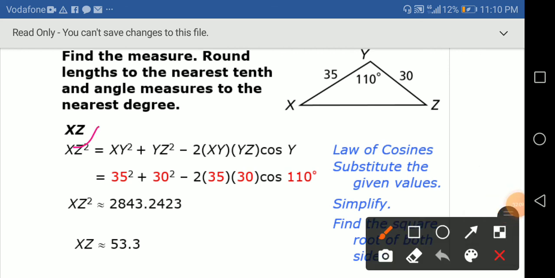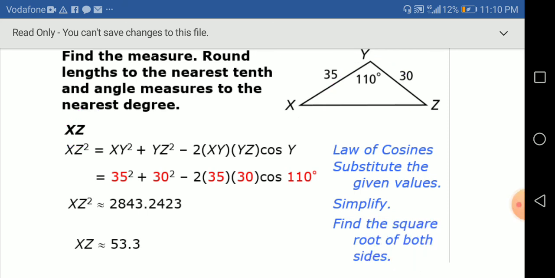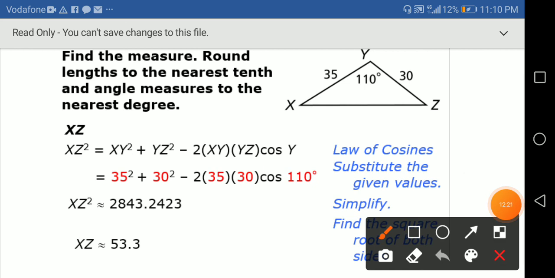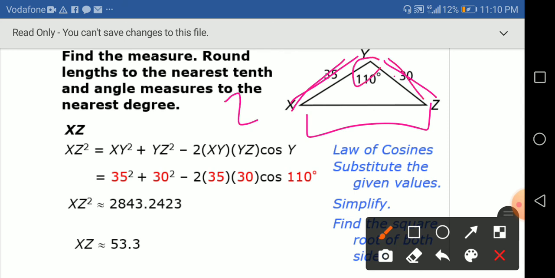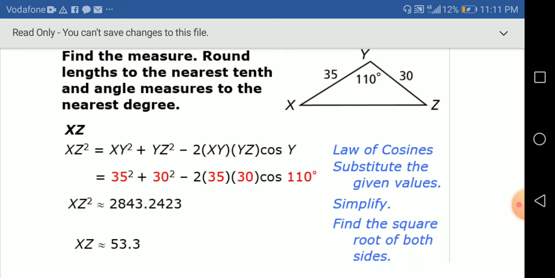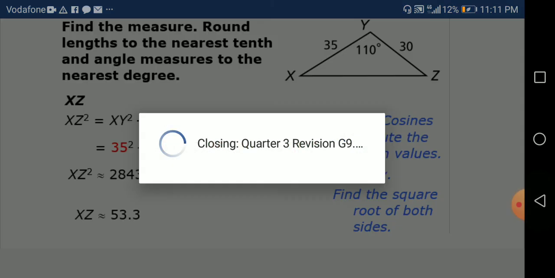Round the length to the nearest tenth. He asks me to find XZ, and this is not a right angle triangle, so I will use something near to the Pythagorean theorem, called the law of cosine. It's the same, but with an extra thing: XZ power 2 is XY power 2 plus YZ power 2 minus 2 times the two sides together times cosine of the in-between angle, which is angle Y. So let's do it together.